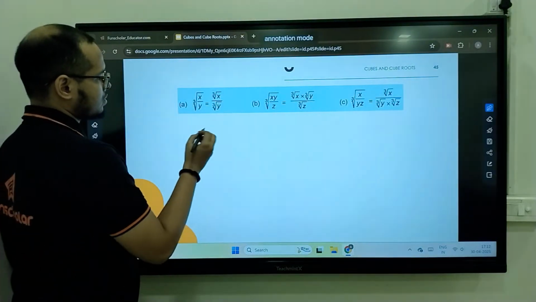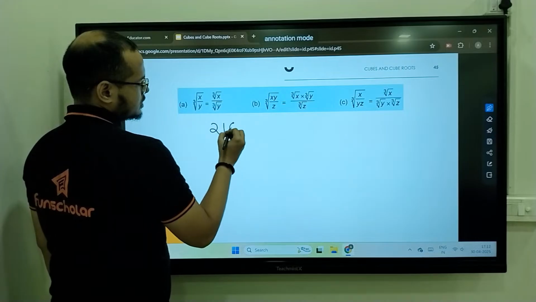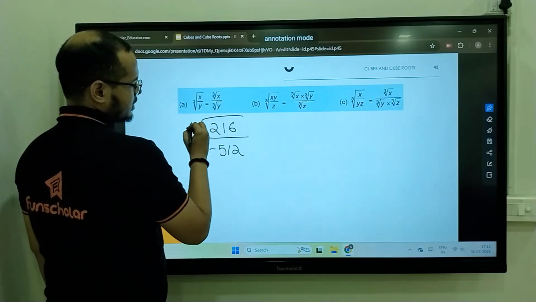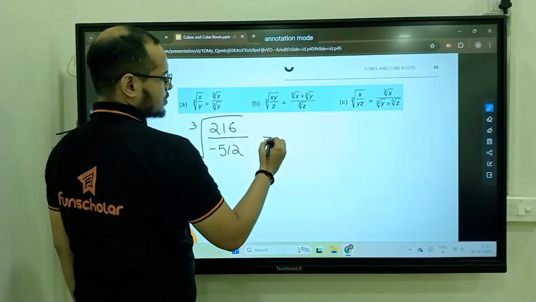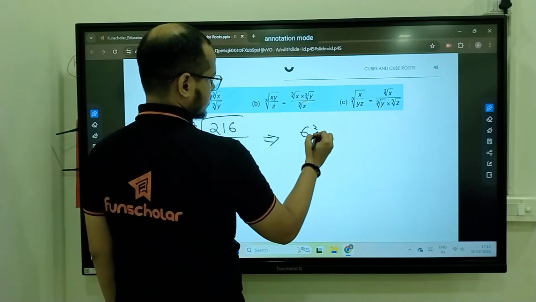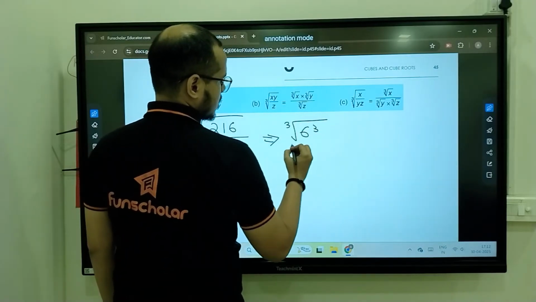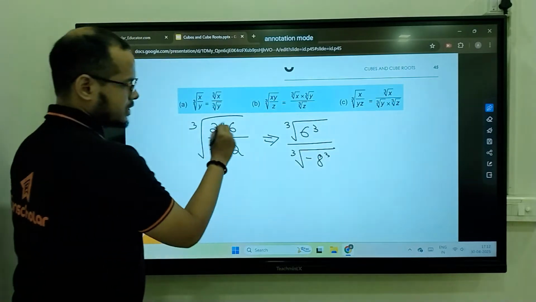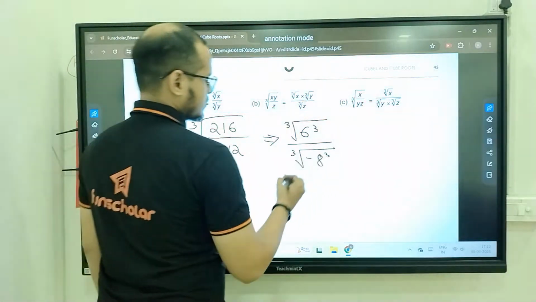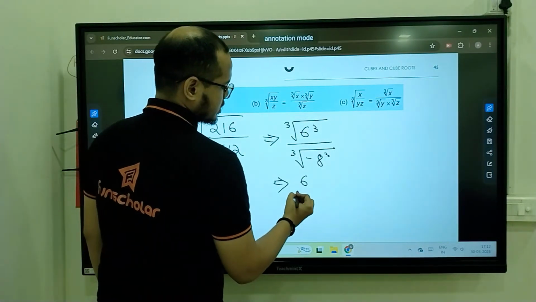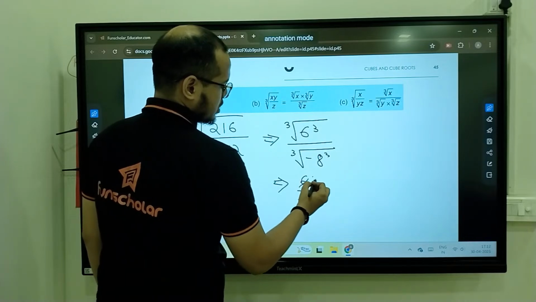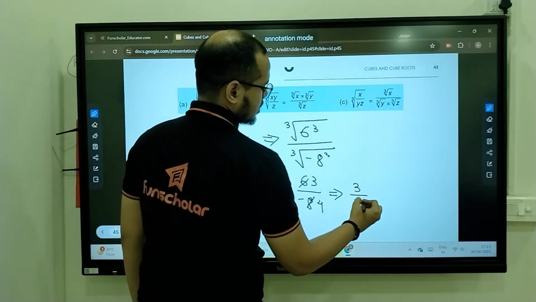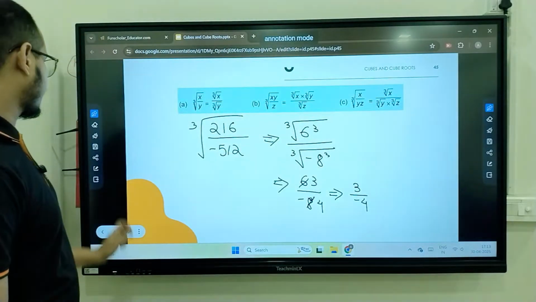Let me give you some sums. If I write here 216 divided by minus 512, we all know that 216 is 6 cube, right? Divided by minus 8 cube. So this step converts into this. Thus we can write here, this is 6 divided by minus 8, or 3 by 4. The answer comes out to be 3 by minus 4.